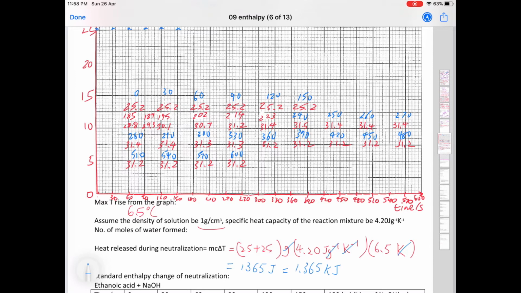The next thing is that you have to calculate the number of moles of water, and here is the balanced equation: NaOH reacts with 1 HCl to form NaCl and water. For HCl it is 25 ml of 1 M, and also for NaOH, so neither of them is in excess or limiting, and you can use either of these two species to do the mole calculation. For water, because the mole ratio is just 1 to 1, we just use MV.